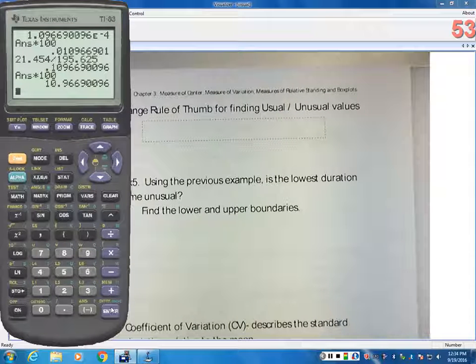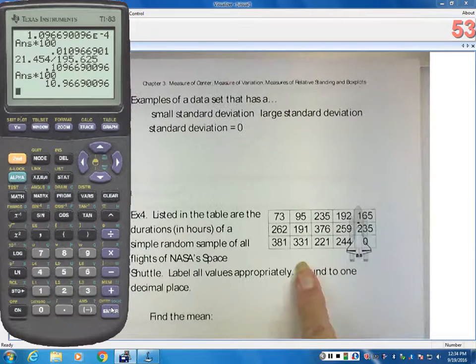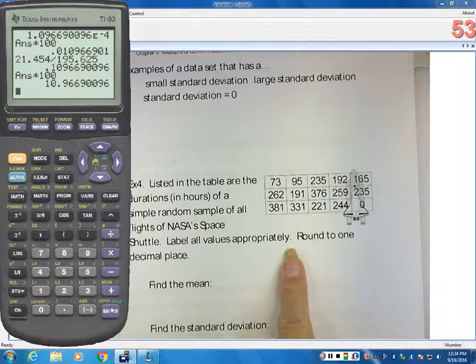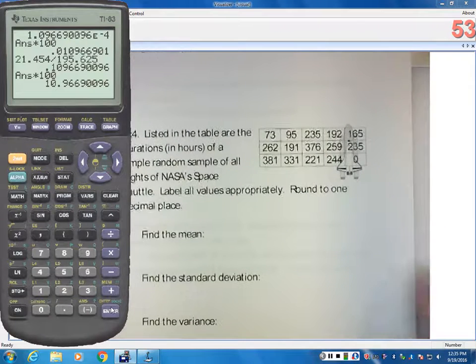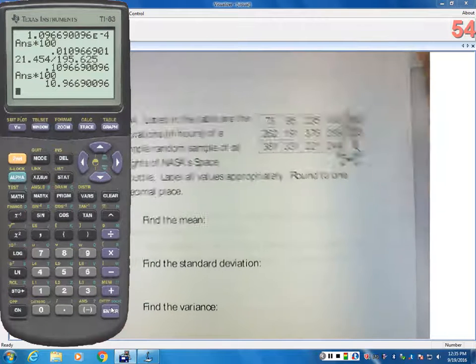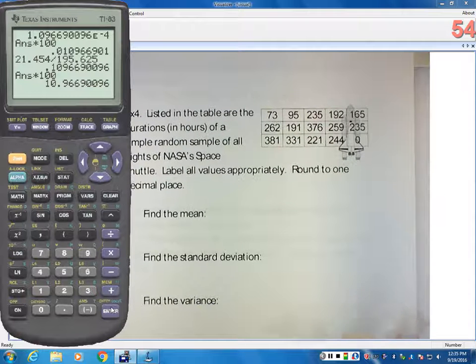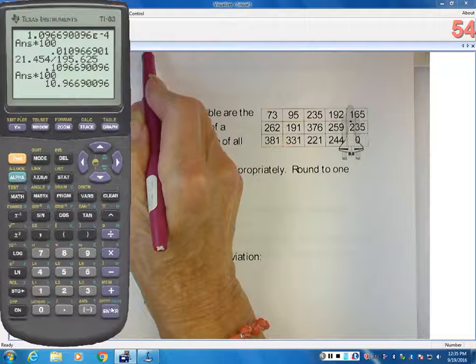And we did do, let me back up just a second. We did do this problem, right? The one about the NASA space flights? Okay, well, let's back up and do the NASA space flights so we can talk about the range rule of thumb and some of the other things that we've learned today. And I remember now that, let's back up.